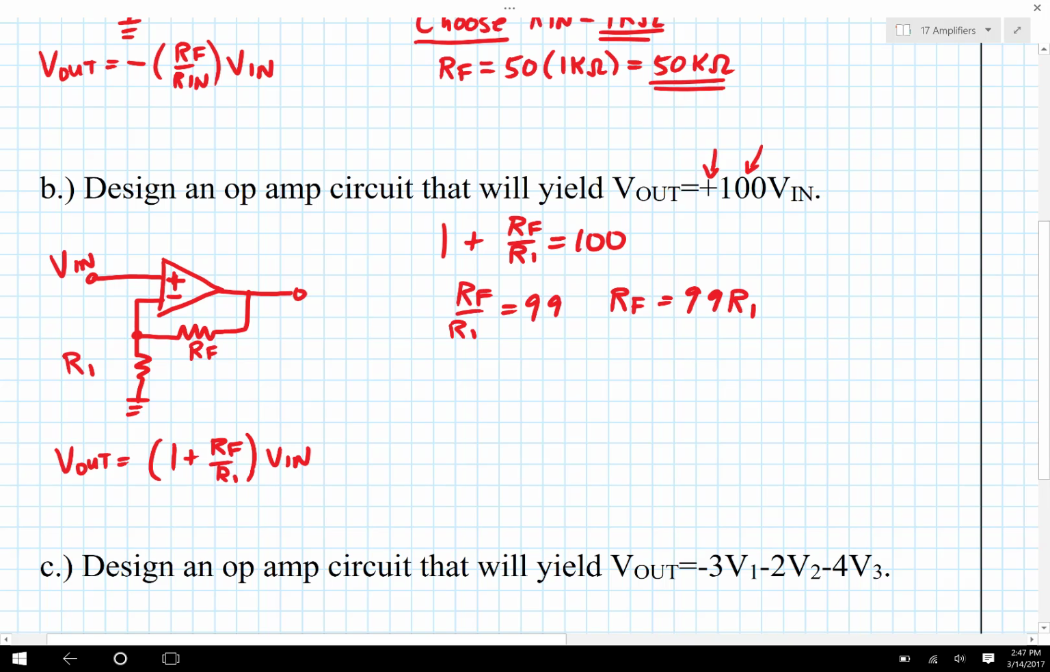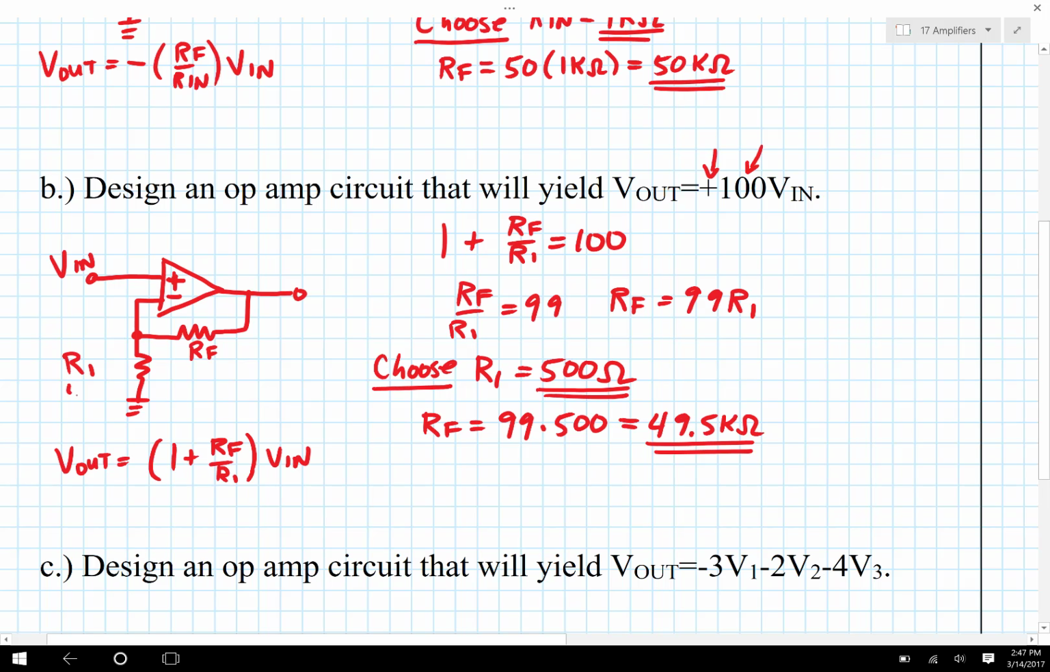And that means that this is a pretty wide ratio, so I want to choose a pretty small value of R1. I'll choose R1 is equal to 500 ohms. And therefore Rf is going to be 99 times 500, which works out to be 49.5 kiloohms. So this would be 500 ohms, and this would be 49.5 kiloohms. And that's the circuit that will yield 100 times Vn.